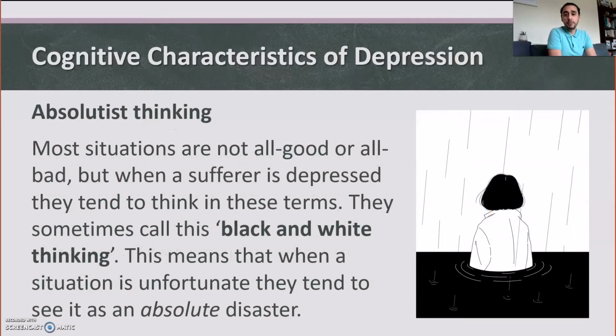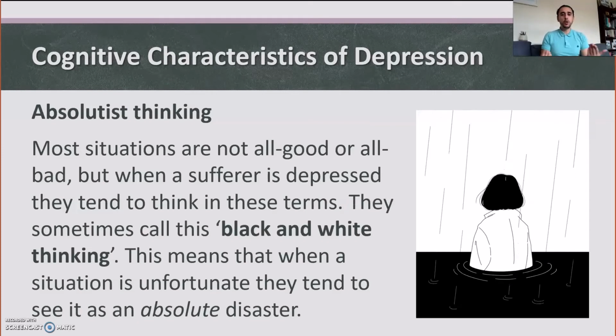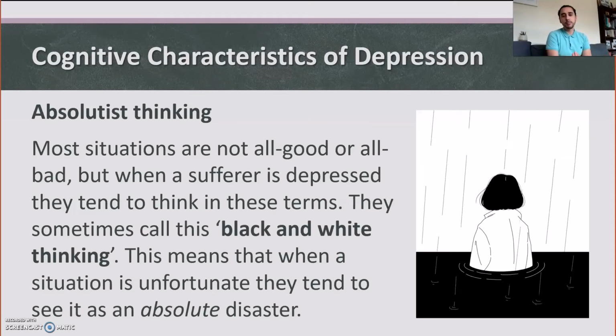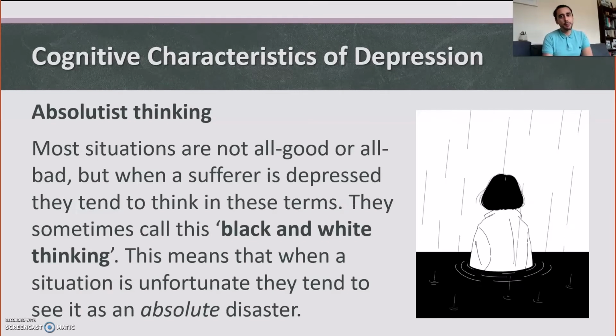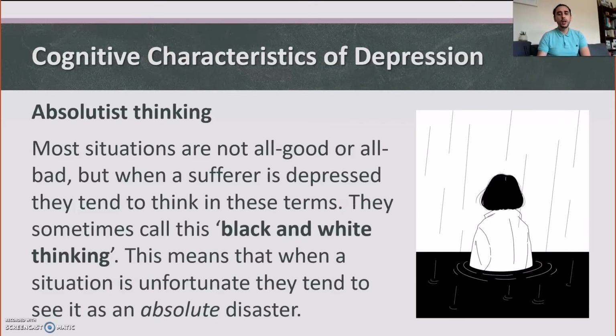Furthermore, people with depression have this absolutist thinking. Most situations that we experience are not all good or all bad. But when a sufferer is depressed, they tend to think in these terms. Something is all good or all bad. They sometimes call this black and white thinking. This means that when a situation is unfortunate, they tend to see it as an absolute disaster. So instead of saying, right, this bad thing's happened, but there is a silver lining, there is a positive aspect to this, they go, this is a bad thing that's happening, it's absolutely terrible.